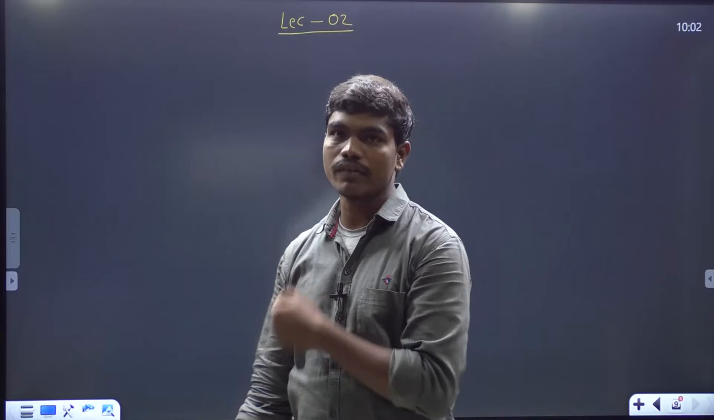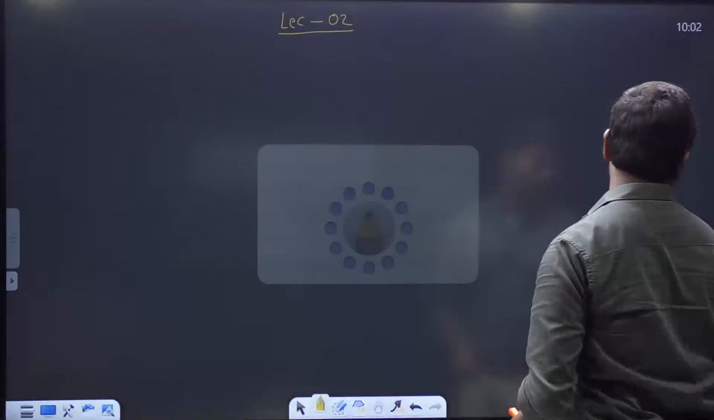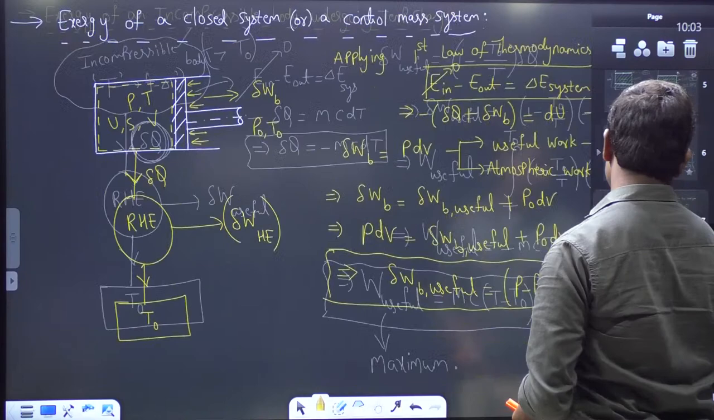Okay. So whoever didn't attend yesterday's class, we'll quickly go through the things once, because this is the second lecture on availability. So we'll quickly go through the first lecture for the first 4 or 5 minutes. So see here.